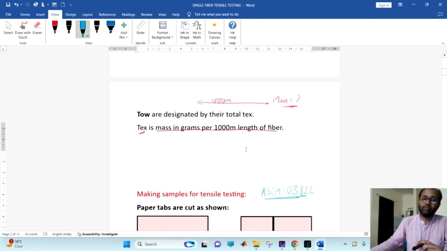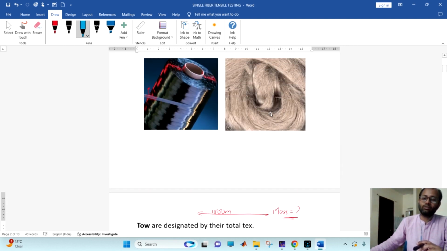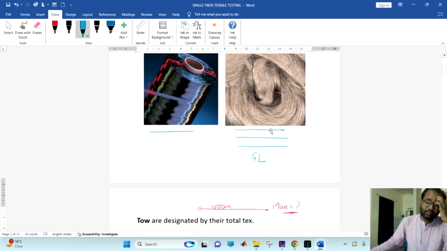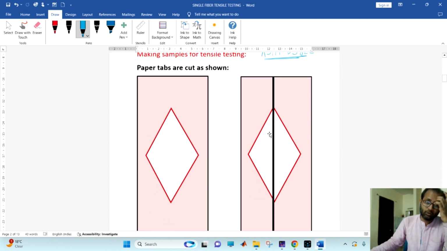For that, first we have to go into this tow and find the single fiber from it, either a synthetic fiber or a natural fiber. We have to extract these single fibers of different gauge lengths. This gauge length we will decide from the ASTM.